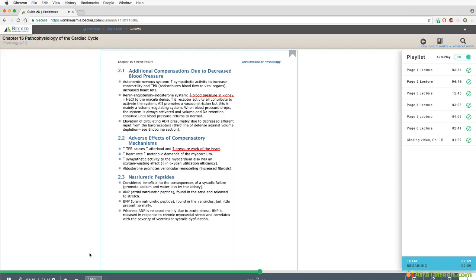And aldosterone, when you activate the renin-angiotensin-aldosterone system, does promote ventricular remodeling. It does cause increase in fibrosis. Now finally here, we should consider natriuretic peptides.